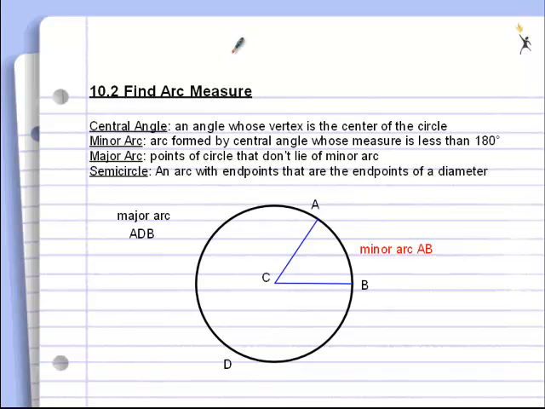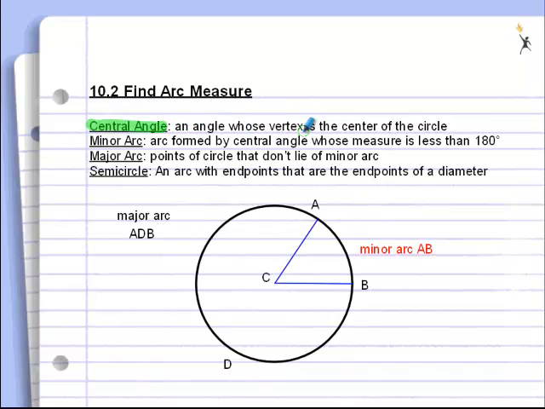All right, now we move on to finding arc measure in section 10.2. And just like the first section, we have to go through some definitions so that you're familiar with these terms as we're using them throughout the section and through the rest of the chapter. The first thing we're going to deal with is a central angle, and it's really simple.